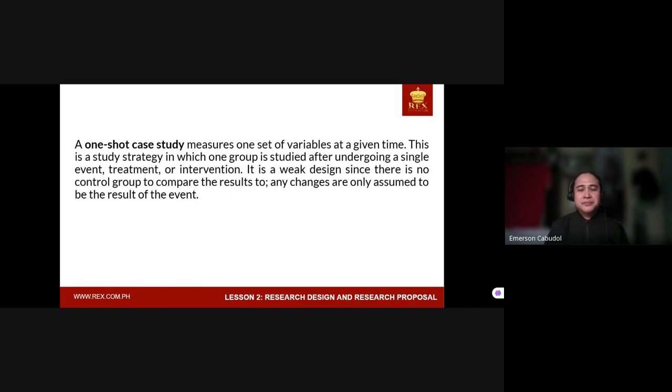For example, a company implements a new customer service training program. After the training, they survey the employees and find that 80% report feeling confident in handling customer complaints. However, without knowing how confident they were before the training, and without a group of employees who didn't receive the training, it's impossible to definitively say that the training caused the increased confidence. It could be due to other factors like a recent company-wide morale boost.